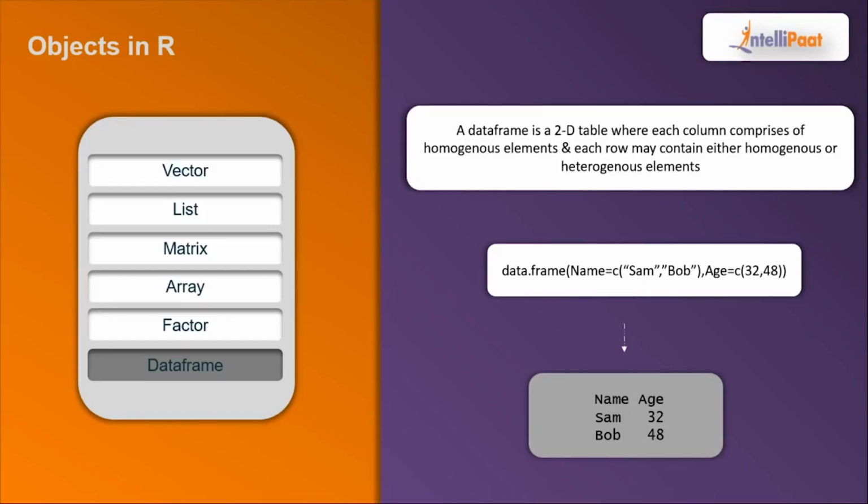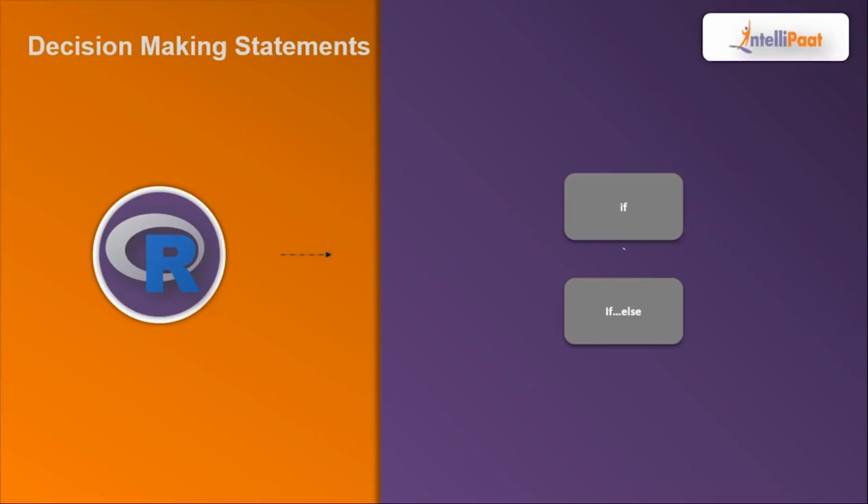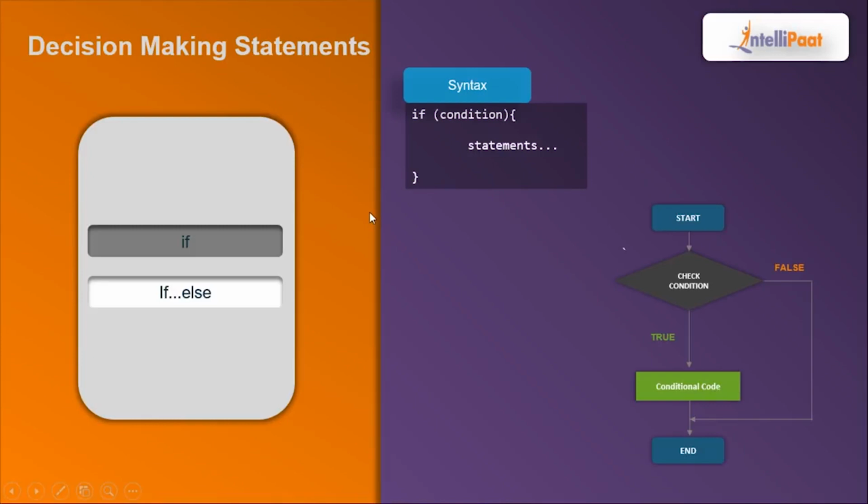So these were the different objects with which we could work in R. Now let's head on to decision-making statements. So decision-making statements basically help us to impose a condition, and on the basis of that condition, execute some statements. So in general, we basically work with these two decision-making statements. So we have if and if else. Right. So now let's start with if.